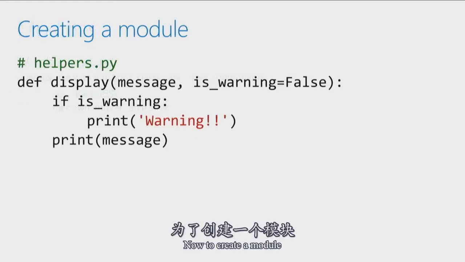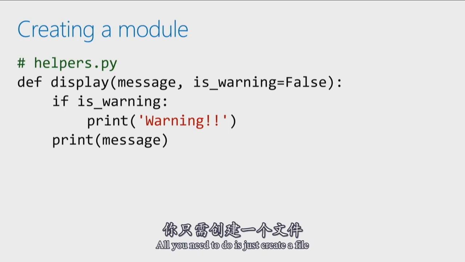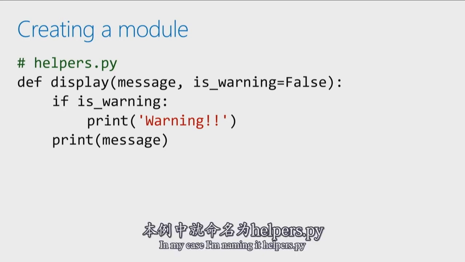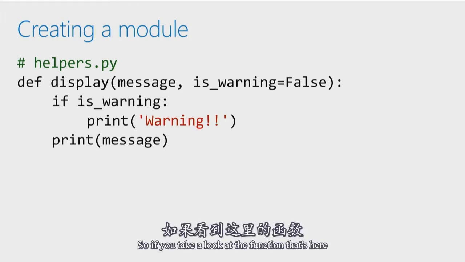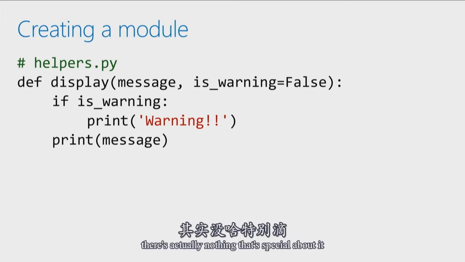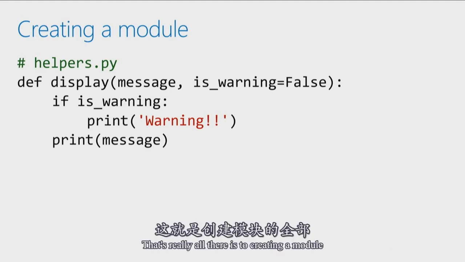Now, to create a module, it's actually pretty easy. All that you need to do is just create a file. In my case, I'm naming it helpers.py, and then add in your appropriate code. And so if you take a look at the function that's here, there's actually nothing that's special about it. Susan showed you how to do something exactly like this in the prior module. That's really all there is to creating a module.